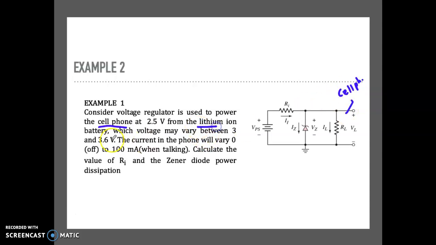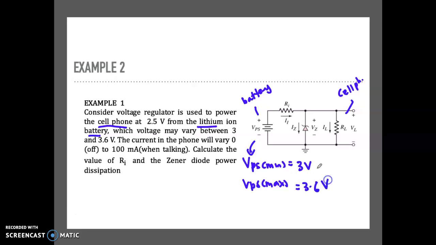from the lithium ion battery. So here will be your battery, will be your source. From the battery, the voltage may vary between 3 and 3.6. It means your VPS here is a variable source. So you have VPS minimum and VPS maximum. The VPS minimum is 3 volt. Your VPS maximum is 3.6 volt.